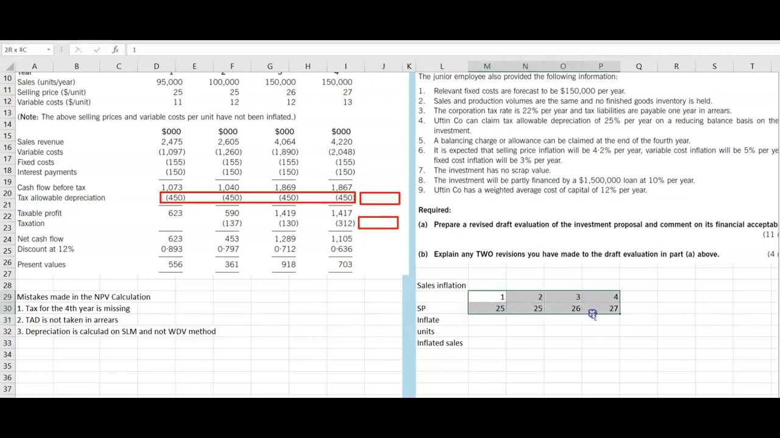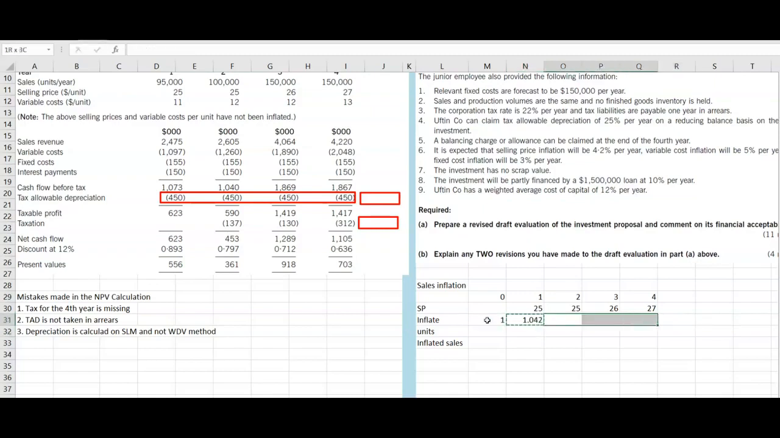Inflation we will take it like this. So inflation can be 1 here. So sales inflation will be around 4.2%. So we can take this number, and add the same number into 4.2%. Close the bracket. This will be the inflation.